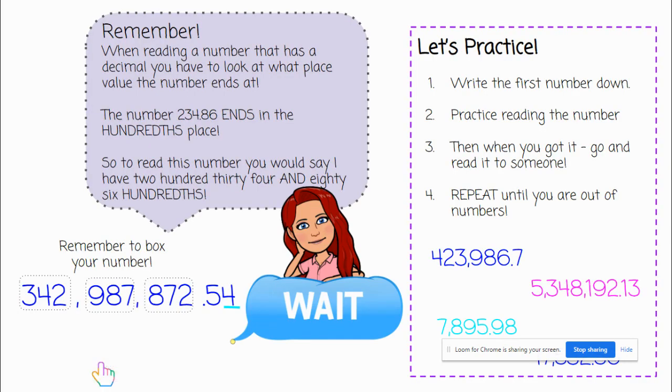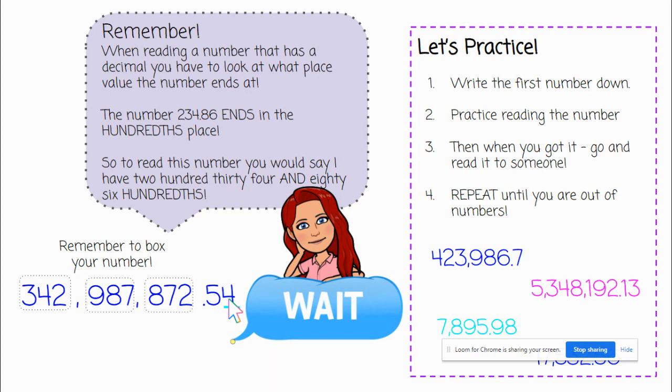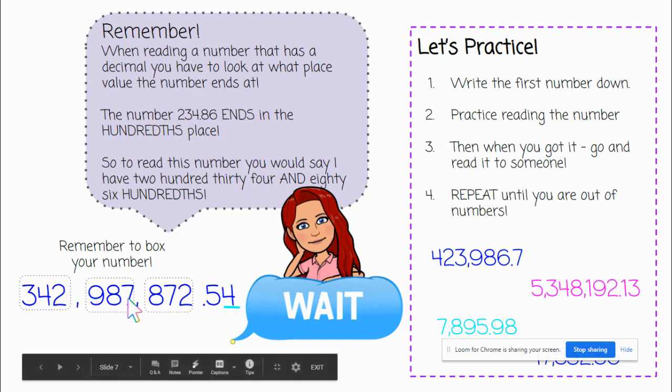Just remember that when you're reading a number that has a decimal, you have to look at what place value the number ends at. If we look down here in this big long number, and we're looking at this last place value, it's 0.54, so we know that the 4 ends in the hundredths place. So we'd box up the rest of our numbers, and then we'd read it out. We have 342 million 987,872 and 54 hundredths.